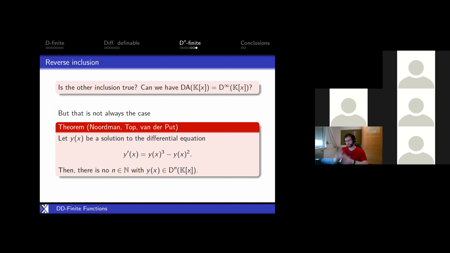You may want to start with another thing, but you cannot have this inclusion for all. So this is not true. This is not equal. This is different, and this is smaller. This D-infinity is smaller.